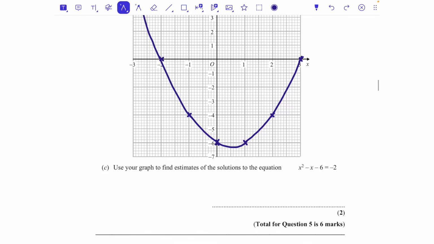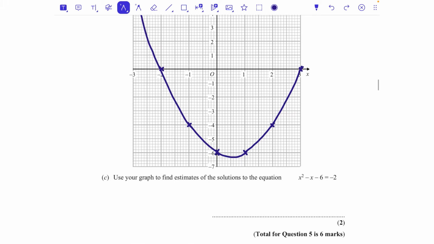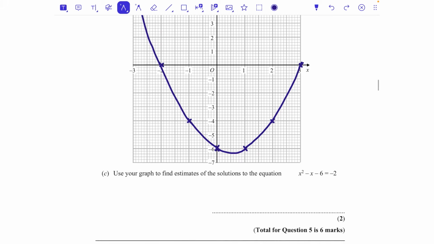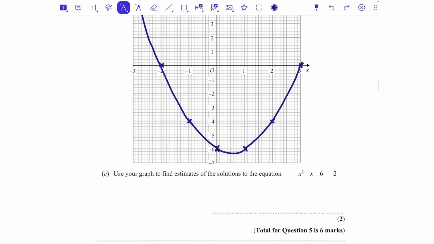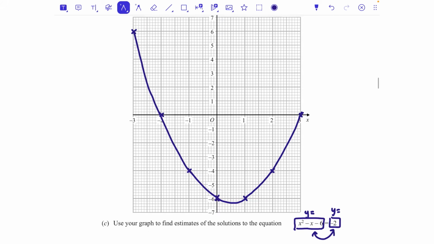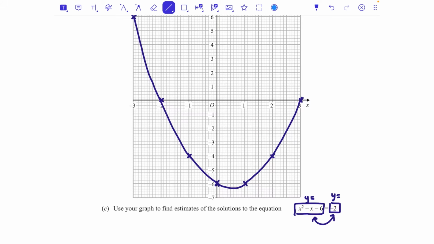It then says use your graph to find estimates of the solutions to the equation x squared minus x minus 6 equals -2. Well, x squared minus x minus 6 is what we've just drawn. We've just drawn y equals x squared minus x minus 6. So if I can draw y equals -2, then this is just simultaneous equations, just asking me when does this graph equal -2. So I'm going to draw the line y equals -2.